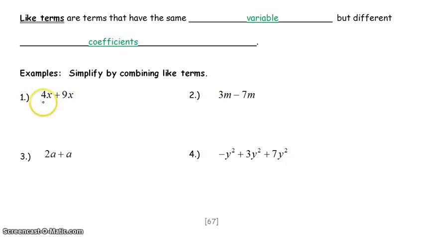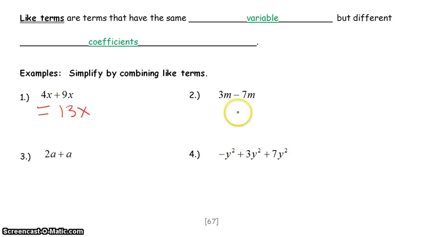Now if you look here at problem number 1, we have 4x plus 9x. These two terms have the same variable, but we have different coefficients. So we can add them together. 4x plus 9x. We will add the coefficients together. 4 and 9 gives us 13, and we will bring down our x.